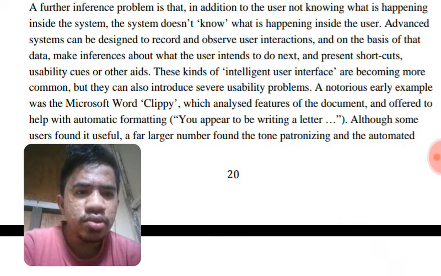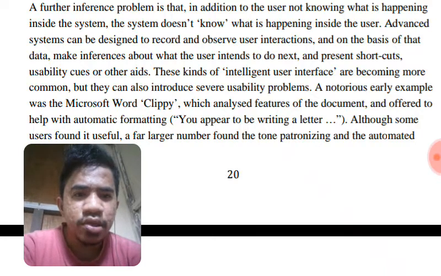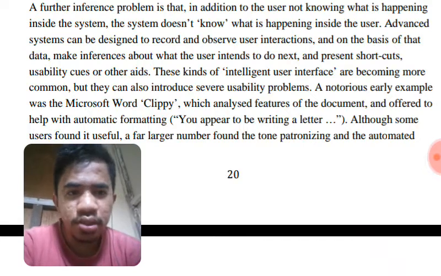A notorious early example was Microsoft Word's Clippy, which analyzed features of the document and offered help with automatic formatting. You appear to be writing a letter. Although some users found it useful, a far larger number found the tone patronizing and automated.